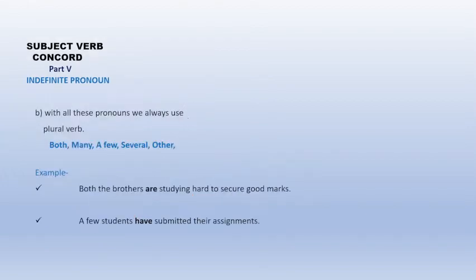Then these are some pronouns: both, many, a few, several, others. With all these pronouns, we will use only a plural verb because these pronouns actually indicate plural words or plural form.